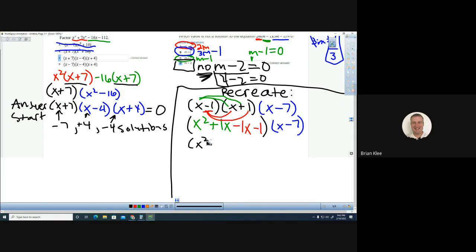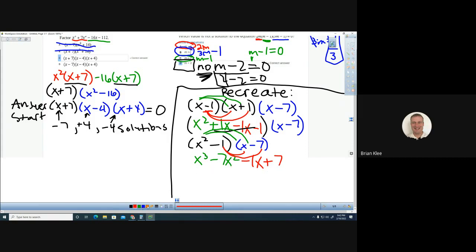X squared, there's no like terms. Plus 1x minus 1x is nothing. Cancels out. We have a minus 1. We have an x minus 7 sitting on the end. Repeat that formula again. X squared times x, x cubed. X squared times minus 7, negative 7x squared. Negative 1 times x, negative 1x. Negative 1 times negative 7, positive 7.